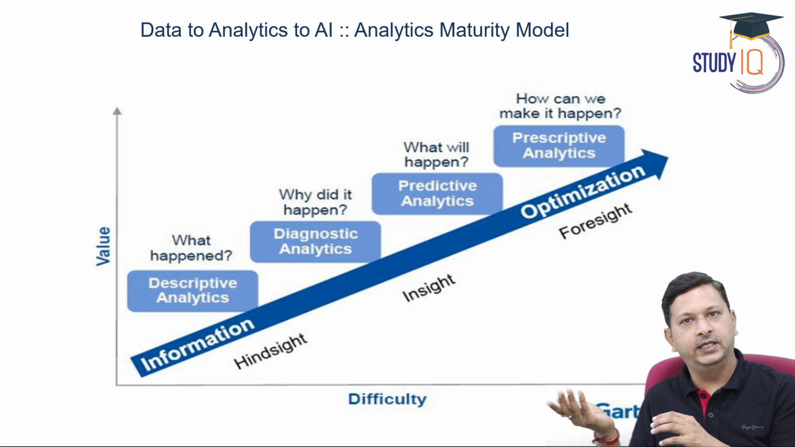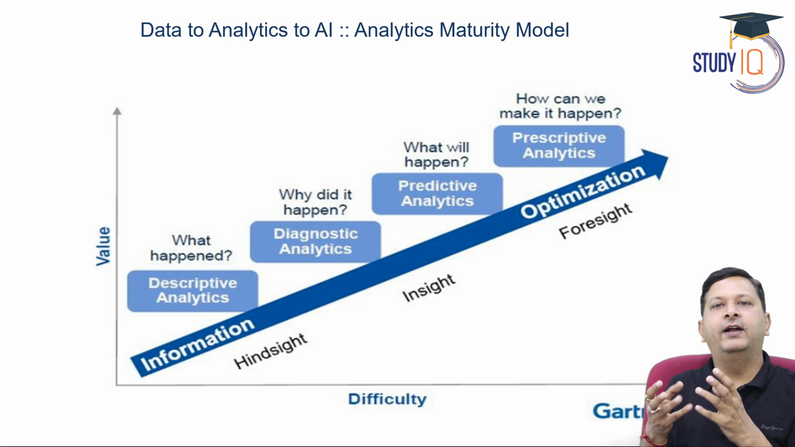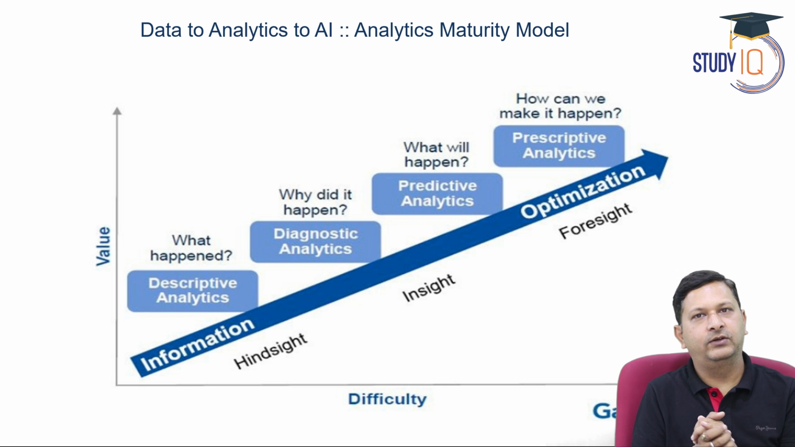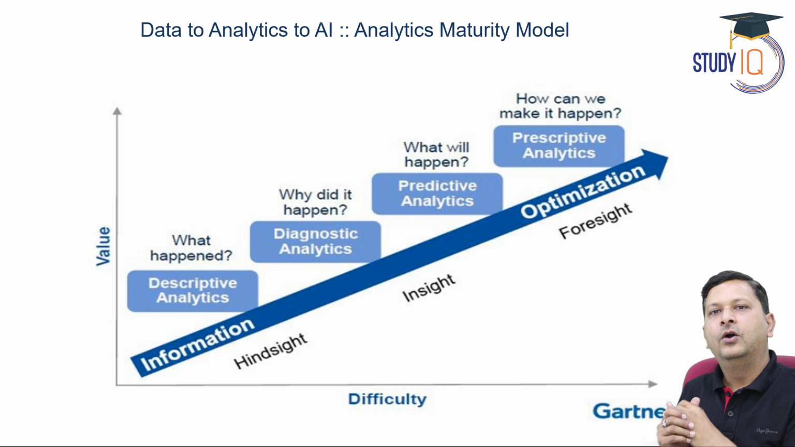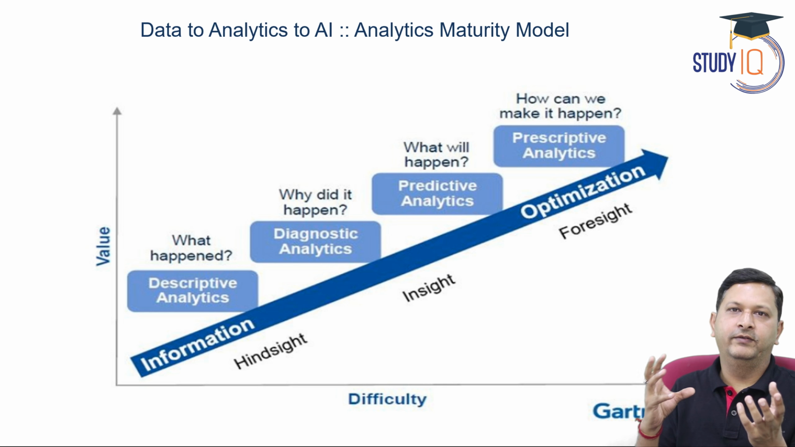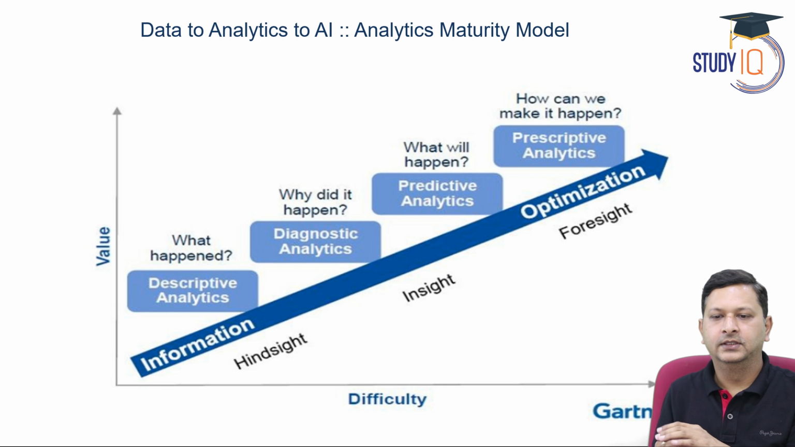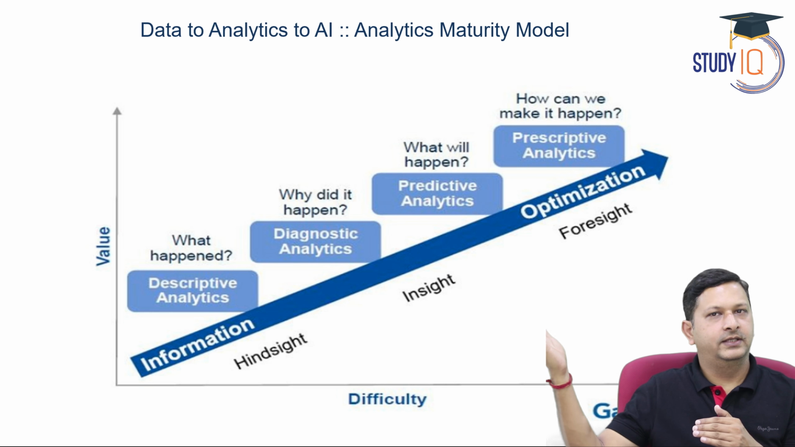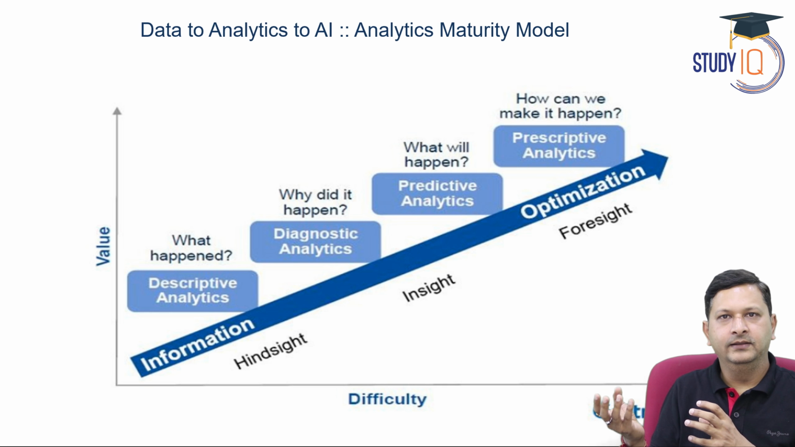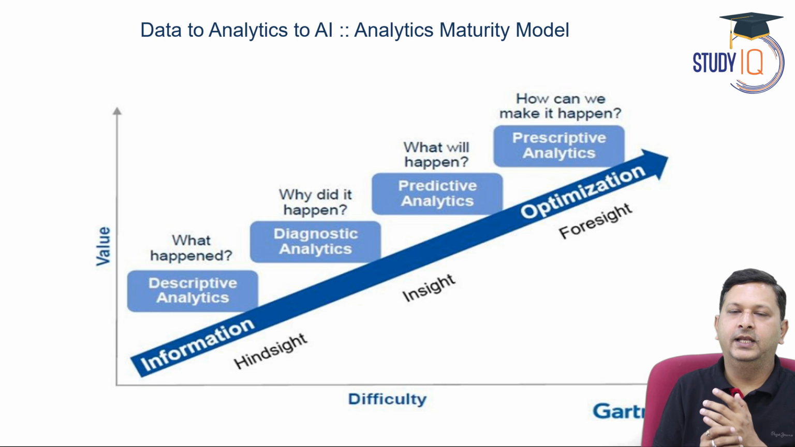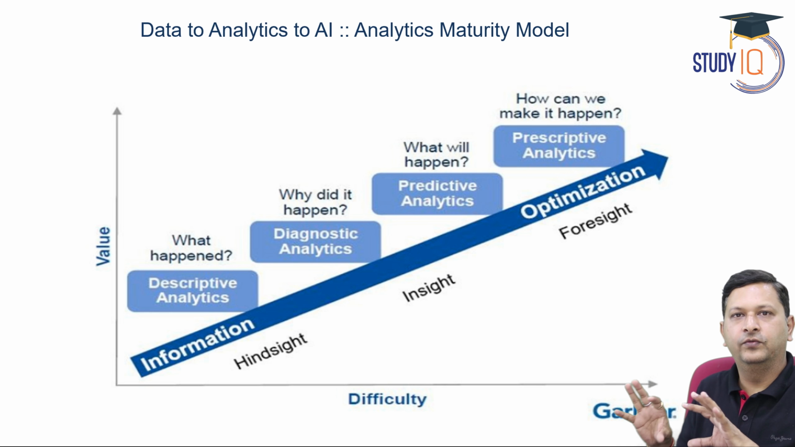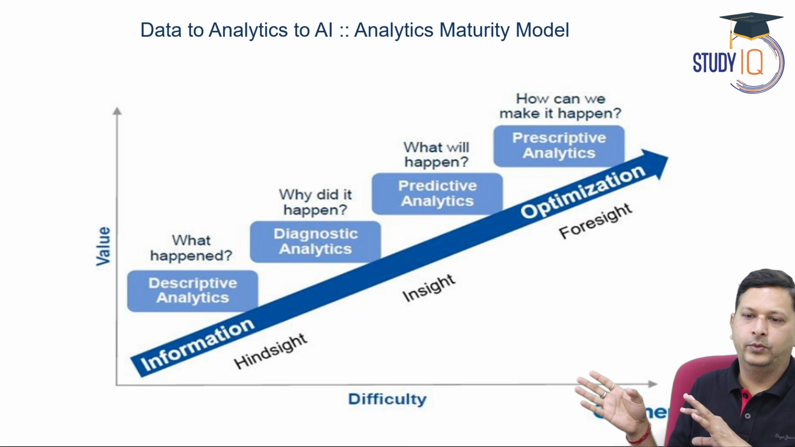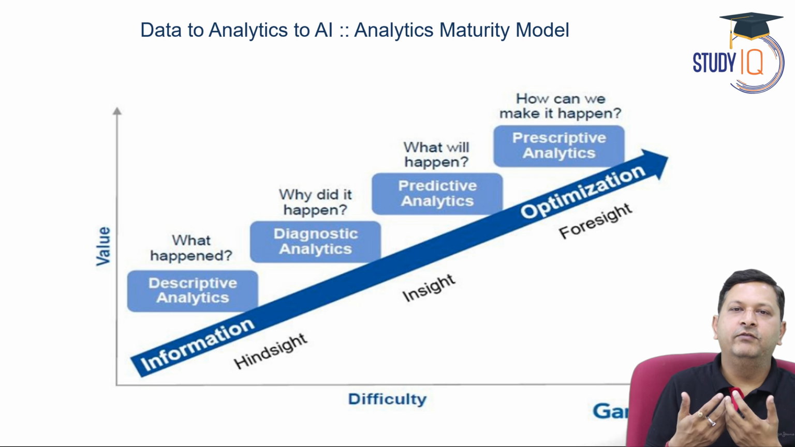Then we have diagnostic, which says why did it happen. These were the reasons why I moved over the last 10 years from here to there. Then predictive says what will be happening in the coming 2 years, 3 years, 5 years, 10 years. And finally, the last stage of analytics, which is the most mature one so far, says how can we make it happen.